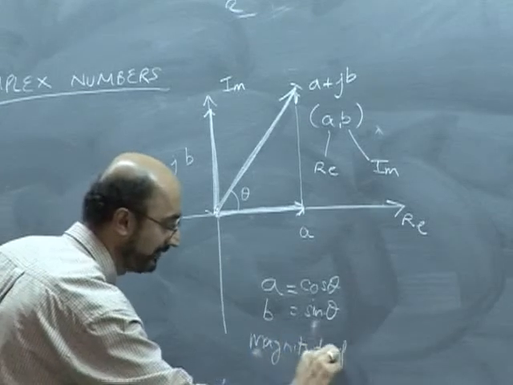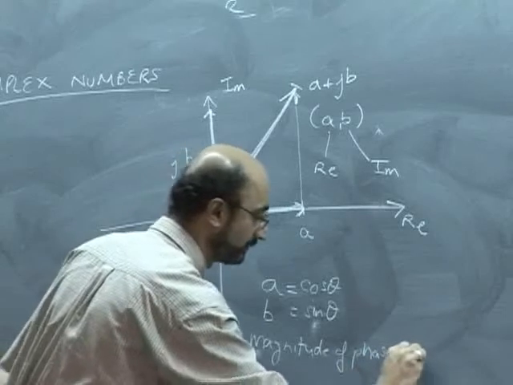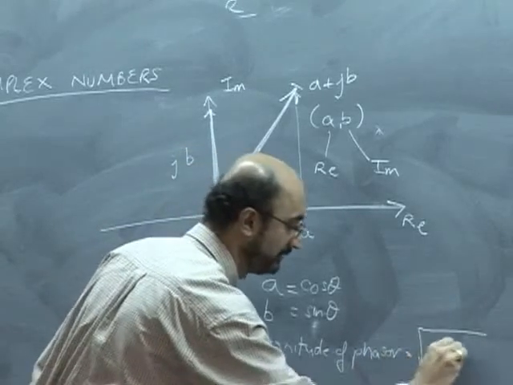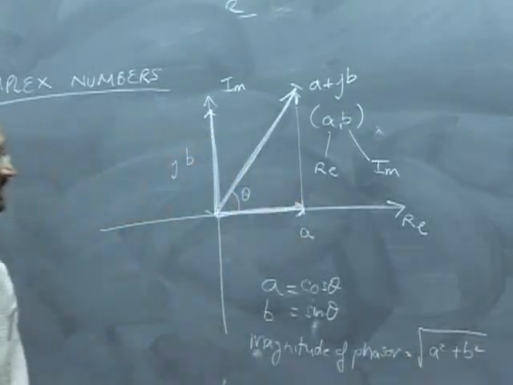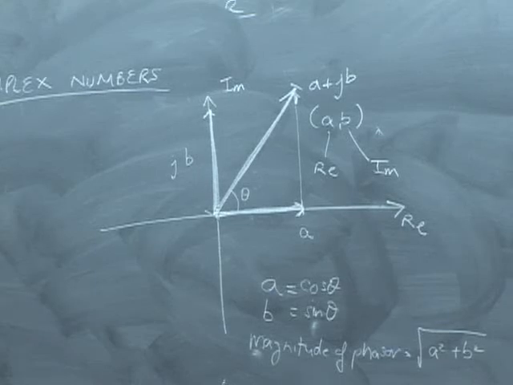The magnitude of the phasor is going to be the square root of a square plus b square. That's just Pythagoras' theorem. So this all should be pretty clear. Now I'm going to do one bit of this. There's no hand waving here.